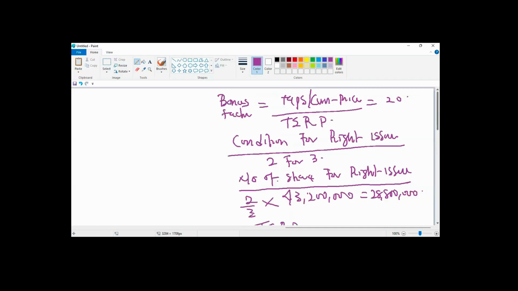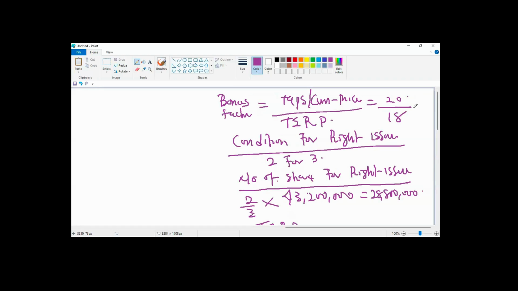Then I'll go to the question. The bonus factor is 20 divided by 18. That is it. Don't forget, don't divide it out to 1.11 because approximation will make the figure wrong. Just leave it the way it is as a fraction, and take it there.